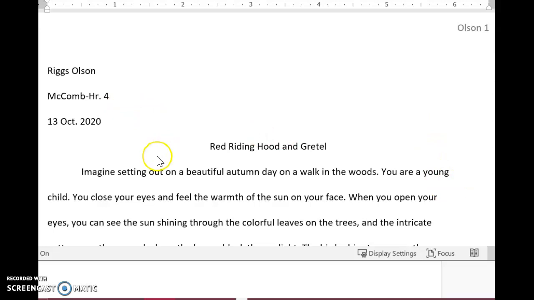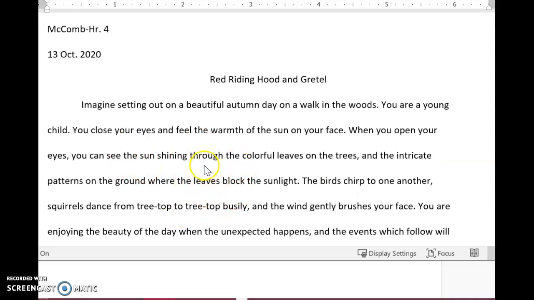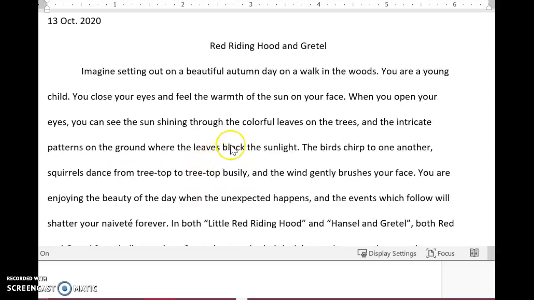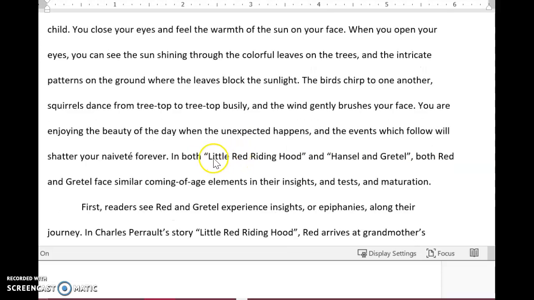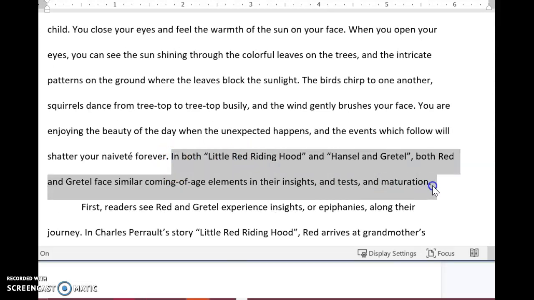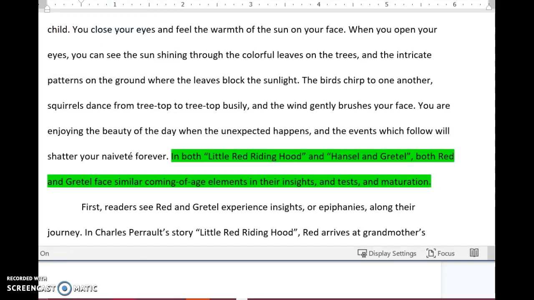So we start out with our introductory paragraph, and we start out with a scenario, a hook to kind of get into the paper and explain what's going on. And then we end with our thesis statement. So the thesis statement, we want to make sure that we highlight that. And for our purposes, I have decided to highlight those green for today. So this is my thesis statement, and both Little Red Riding Hood and Hansel and Gretel, both Red and Gretel, face similar coming-of-age elements in their insights and tests and maturation.